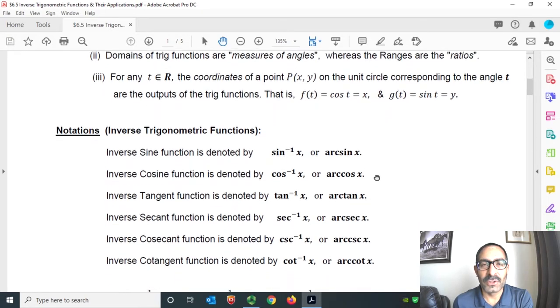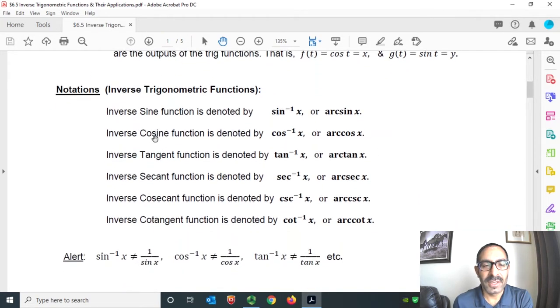Notations for inverse trigonometric functions. The inverse sine function is denoted by sine inverse x or arcsin x. Similarly, the inverse cosine function is denoted by cosine inverse x or arccosine x. Similarly, the inverse tangent function is denoted by tan inverse x or arctan x.